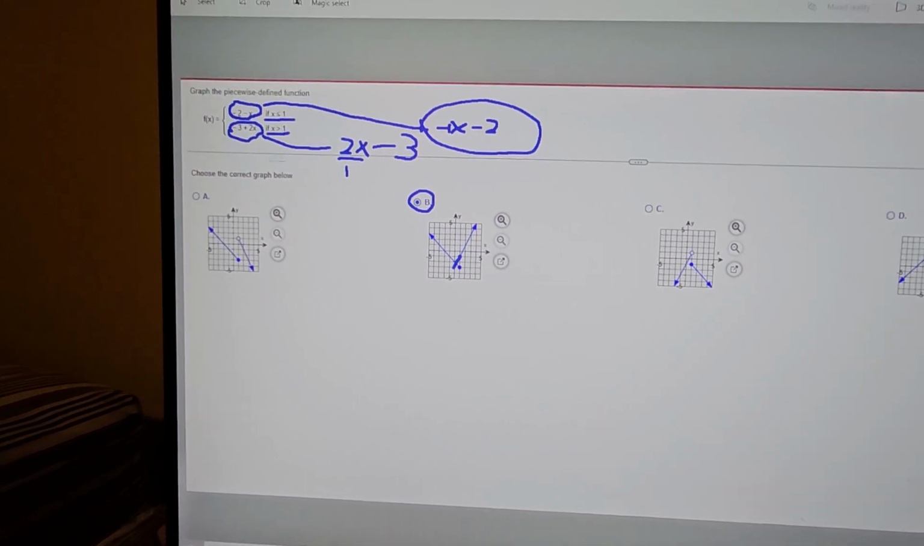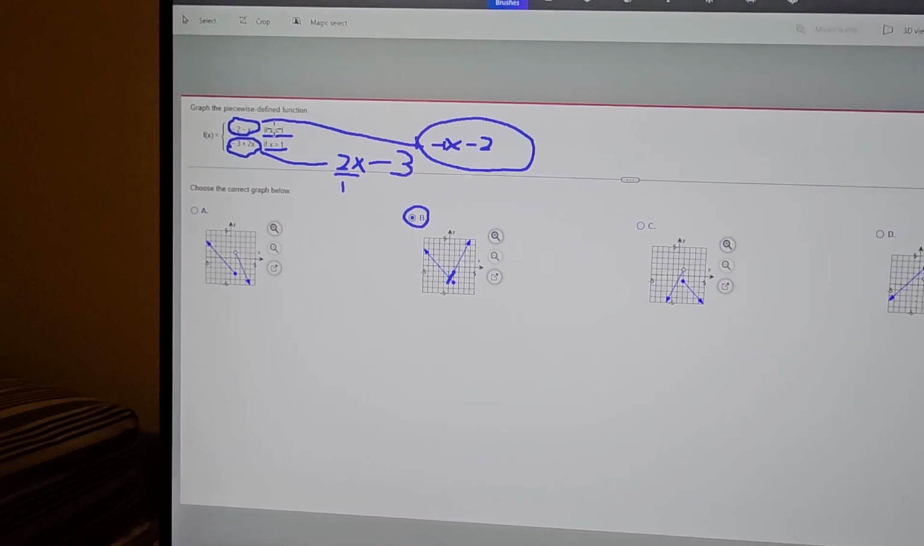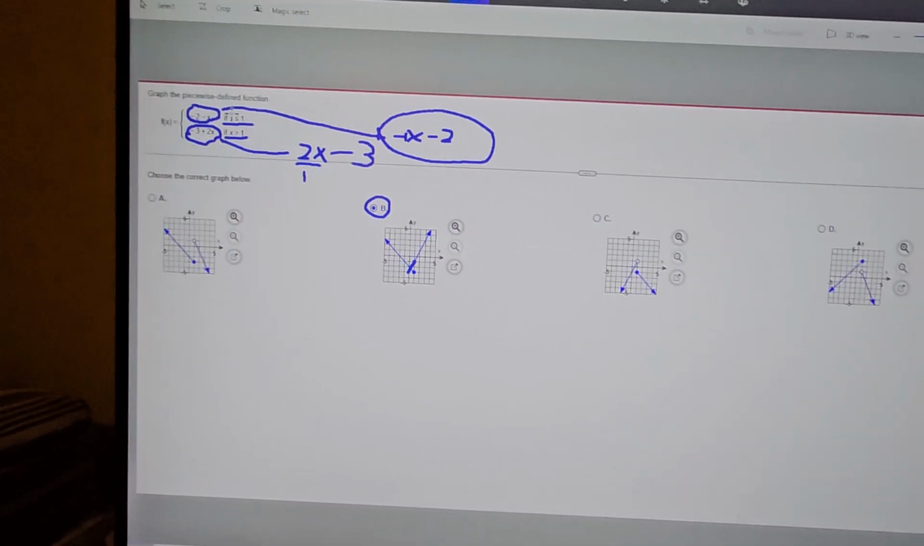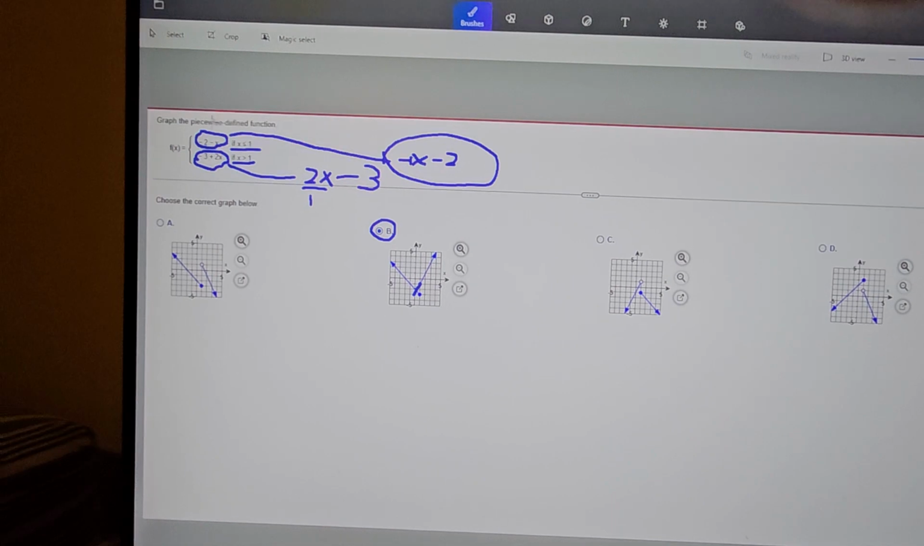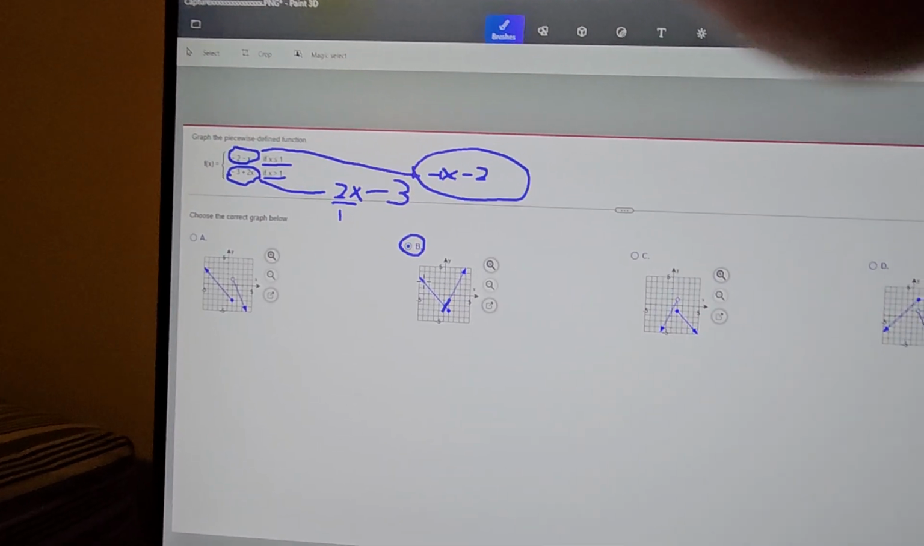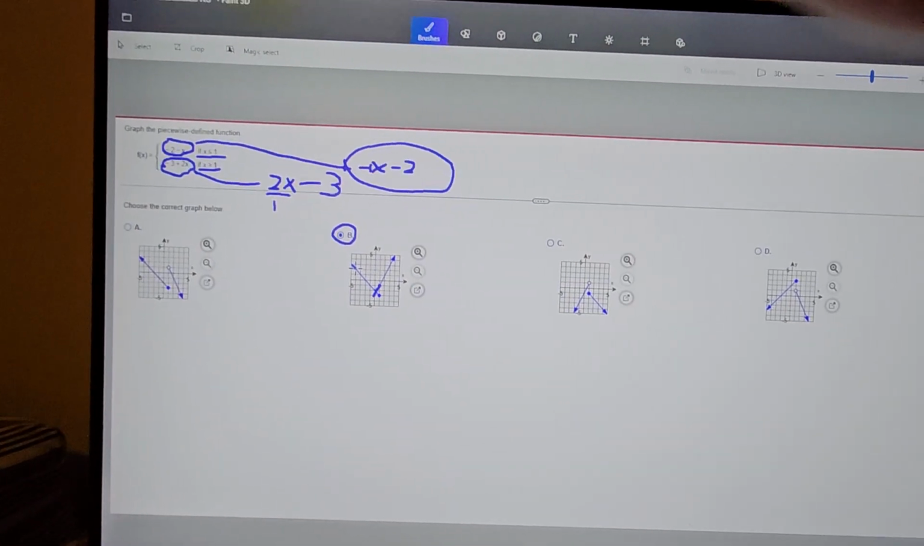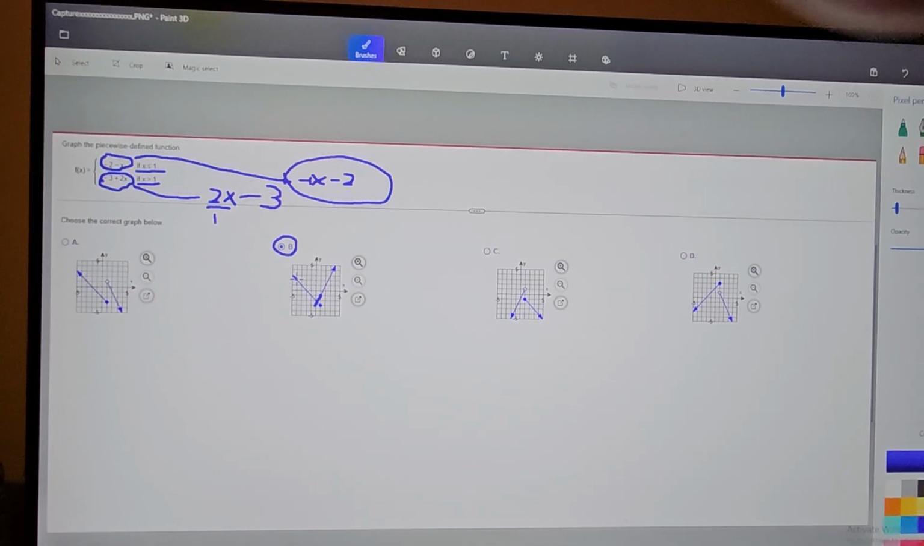So there you have it. That's how to graph a piecewise defined function. Hope y'all enjoyed it, and I hope it was pretty informative, or at least helped some of you be able to graph these sorts of functions. Thank you very much. Bye-bye.